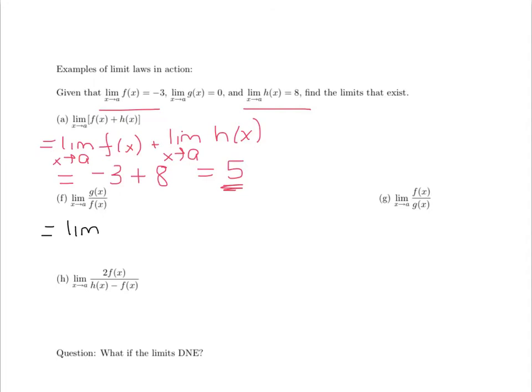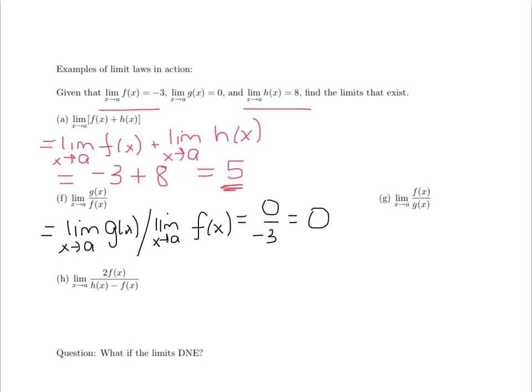So this one here would be the limit as x approaches a of g of x, and then we're going to divide by the limit as x approaches a of f of x. And in this situation, that would be 0 divided by -3, which is in fact 0. We'll do letter h down here.